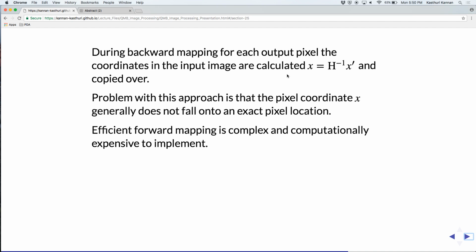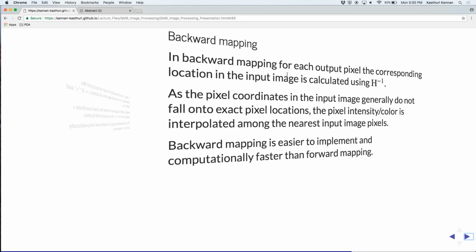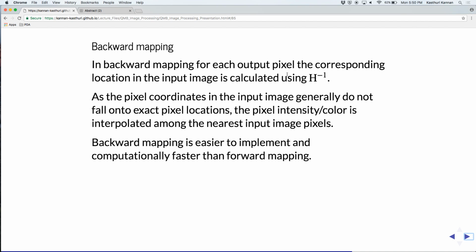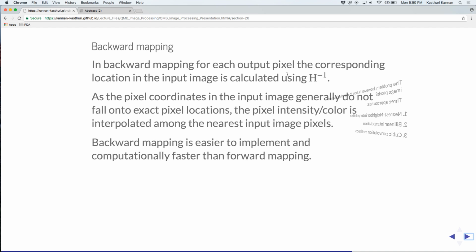But in general, backward mapping can be computed in a much more efficient way. This approach still suffers from the problem that a pixel here may not fall into exactly one location there, but it can be efficiently computed. So in backward mapping, you need to know the function h inverse, and the pixel location can be looked up in the original image to infer the possible pixel value it's going to take in the new image. It is generally computationally faster.